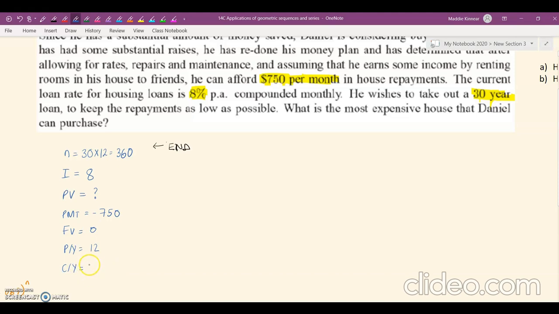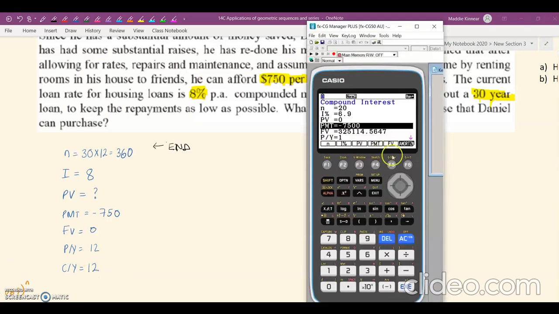So we're going to change that into 12 and 12. So let's have a little look then at what this comes out as. Our n is going to be 30 times 12, which is 360. I is going to be 8. Present value we don't know, so you can leave it at 0. This will be negative 750. And then our future value is going to be 0. Per year is going to be 12.